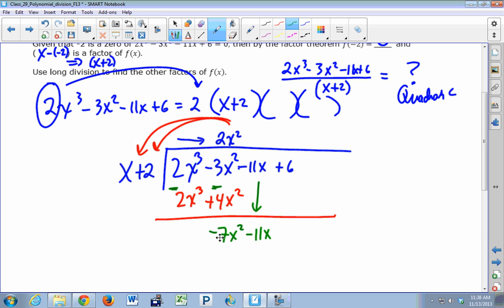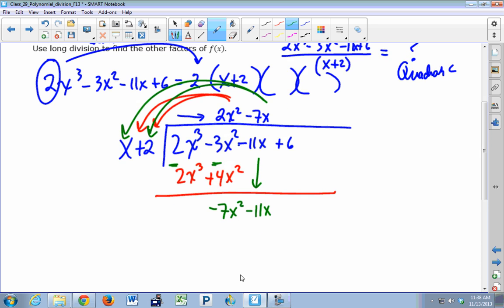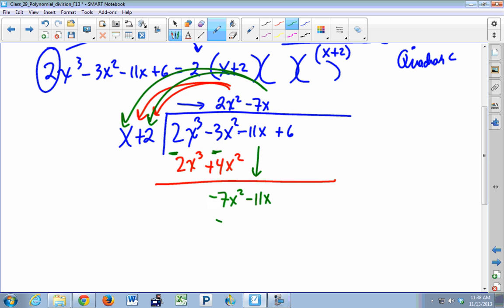Here's my new dividend, negative 7x squared minus 11x. How many times does x go into negative 7x squared? Negative 7x. Now I do my distributive property. I do negative 7x times x plus 2, and I get negative 7x squared minus 14x. Change both the signs because I subtract is adding the opposite. That goes to 0, that goes to 0, and I get 3x here.